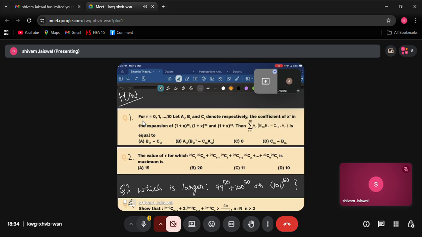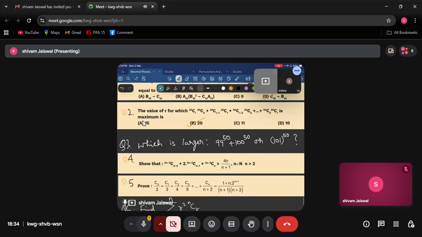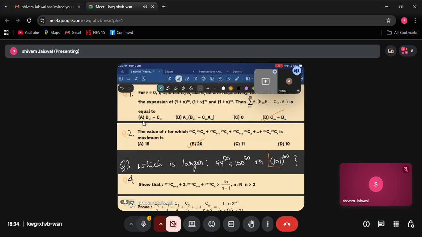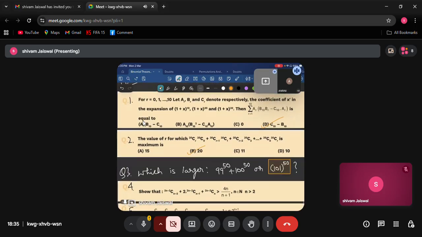Okay, sir. Number one, the answer is option D. Anyone having any doubt? You can ask me now. Number one is option D. Number two is option B. Number three is 101 to the power 50. Number four is a proof problem. Anyone having any doubt from one to four? Tell me. Raktim, Devank, Anandit, and Sarthak, anyone having any doubt from one to four?